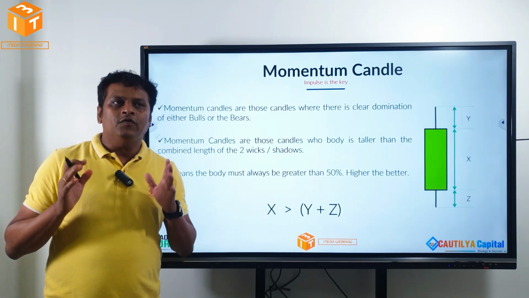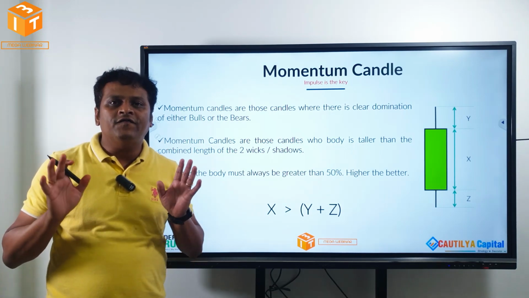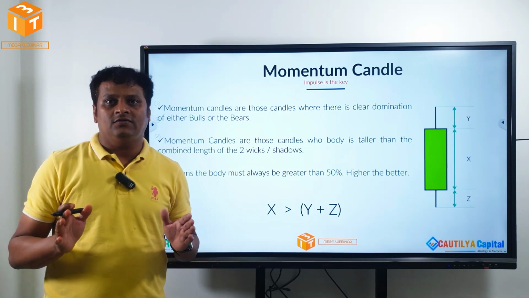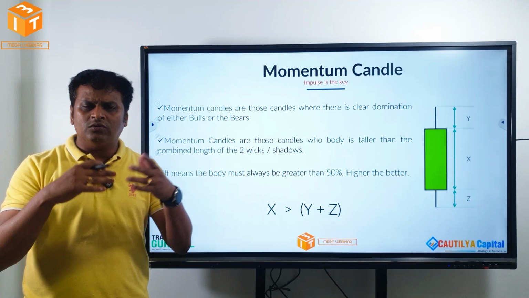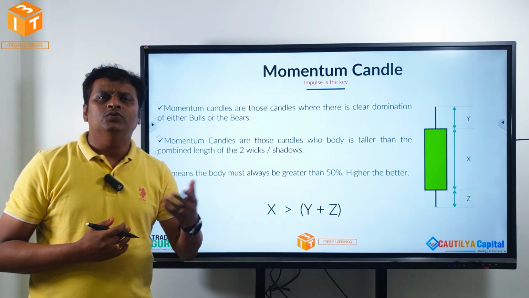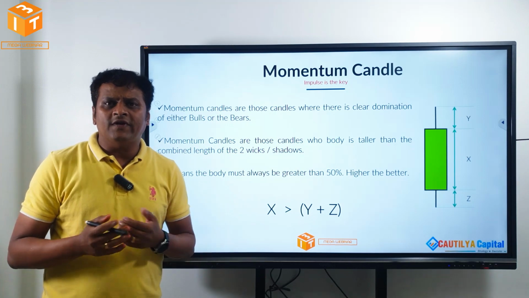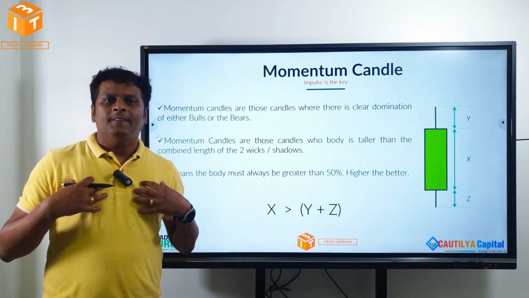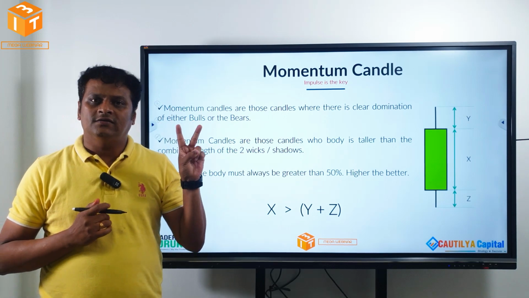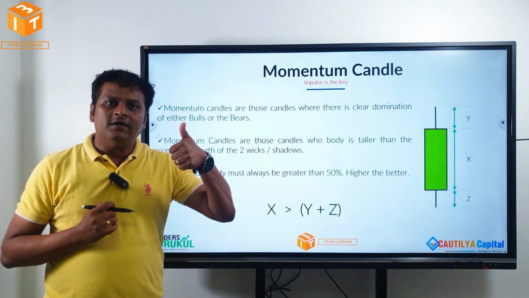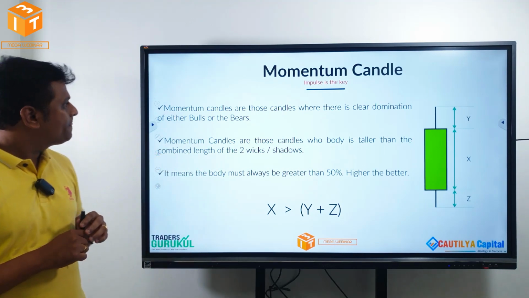Friends, if you Google about candlesticks, today you will get at least 50 different varieties of candlesticks which are ideally irrelevant. You don't have to know all those crazy names: Marubozu, Doji, Sparrow, Hammer, right? There are so many varieties. But for me, as a price action trader, I focus on only two kinds of candles. They are momentum candles and base candles. What are they? Let's get in.